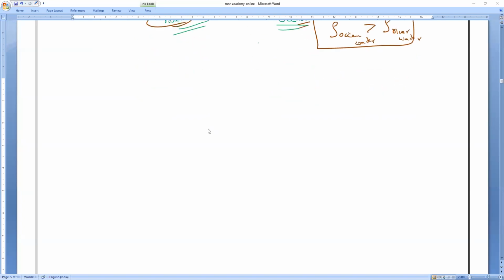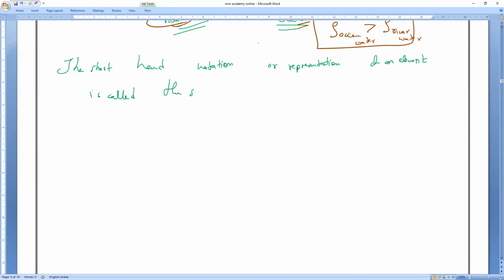The shorthand notation or representation of an element, or you can take a compound also, is called the symbol of the element.